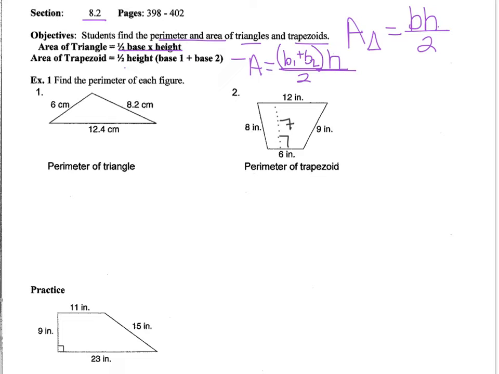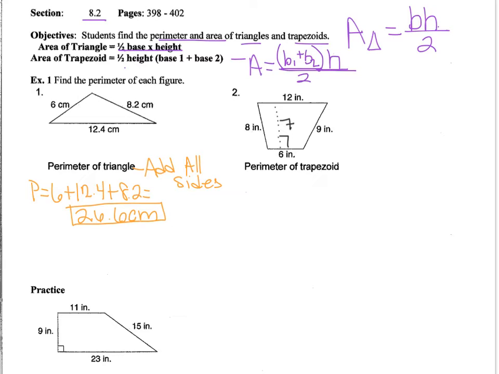Okay, number 1, and we're starting with a triangle. And it wants to know the perimeter of the triangle. So remember, perimeter is when you add all sides. So if I take 6 plus 12 and 4/10 plus 8 and 2/10, I get my perimeter of 26 and 6/10 centimeters. I am not going to square it because it is just one-dimensional.